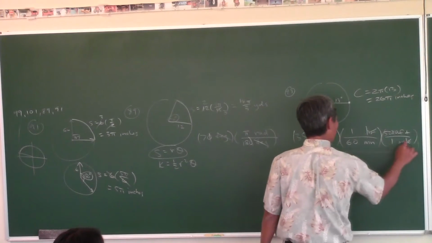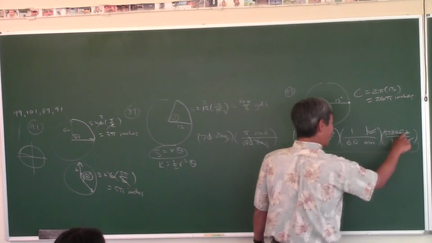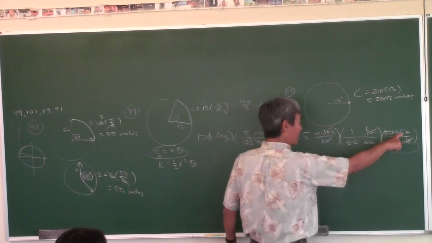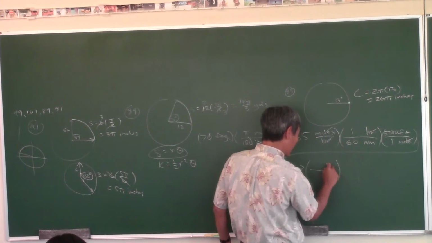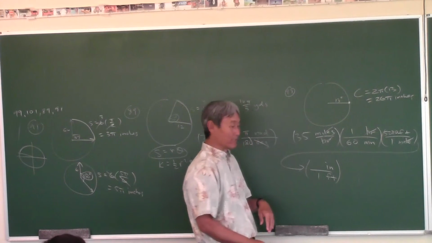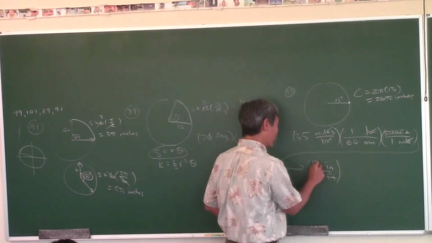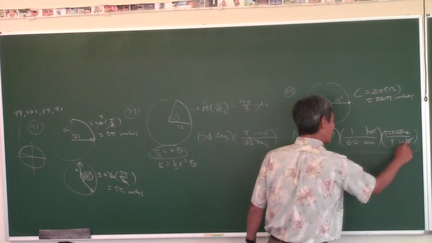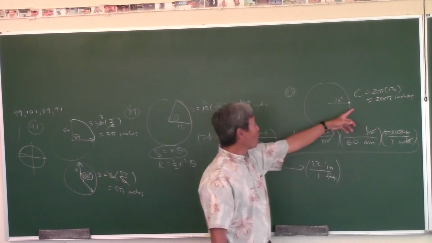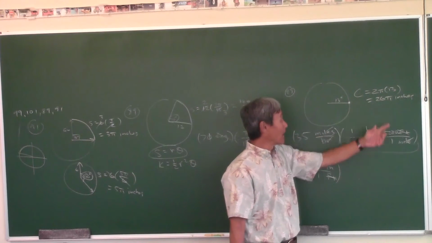Okay, so cancel mile with mile. Now we gotta change these feet into inches. So the feet is on the top, I gotta put feet on the bottom, inches on the top. So what do we know? 1 foot is equal to 12 inches. So the feet cancel out, so what do I have so far? Inches. But we know 1 revolution is 26 pi inches.